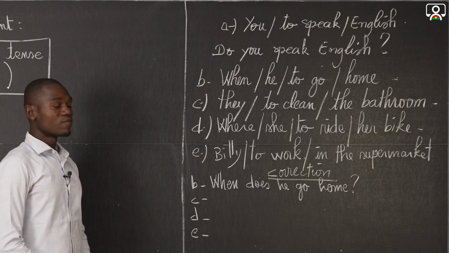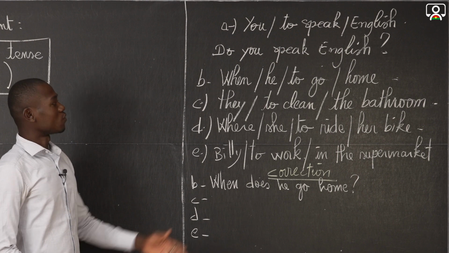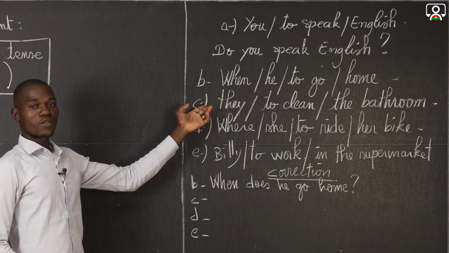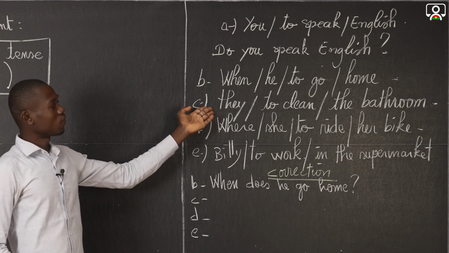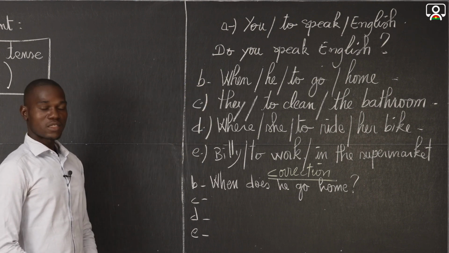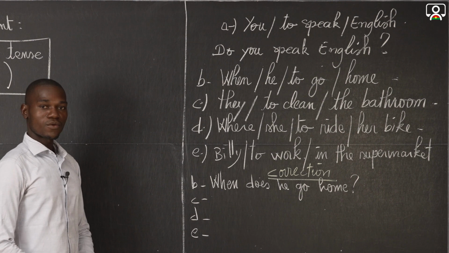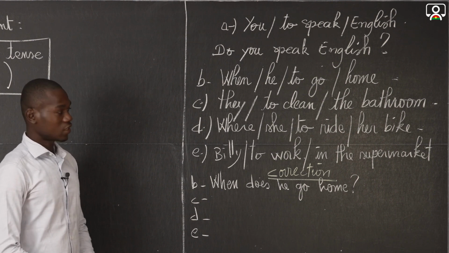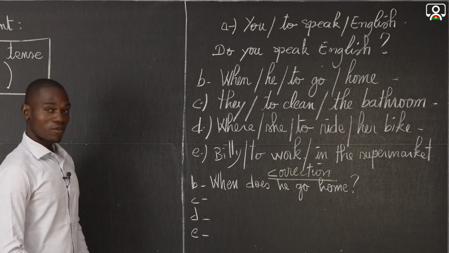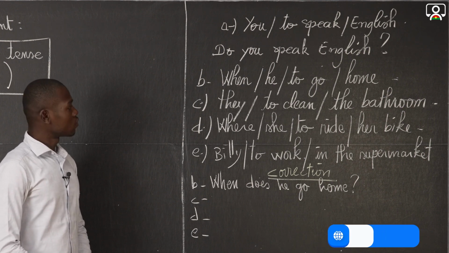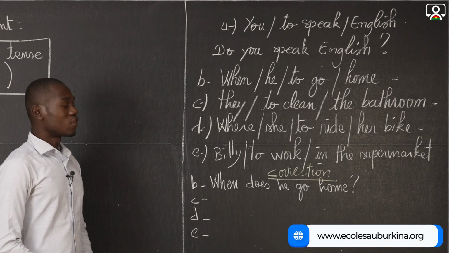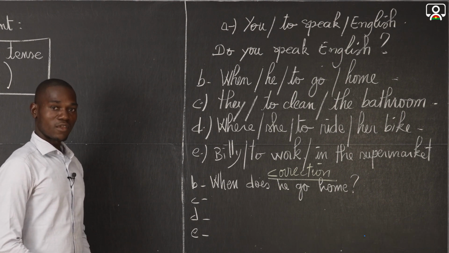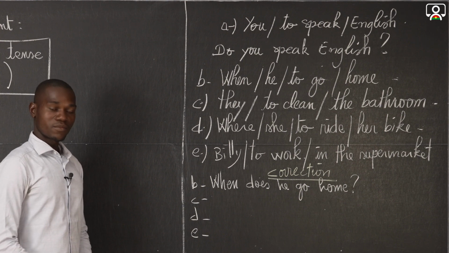C. You can remark that here there is no question word or WH word, so the question you have to write here is a yes or no question. It begins by the auxiliary. So the correct sentence for C is: do they clean the bathroom? Do they clean the bathroom?